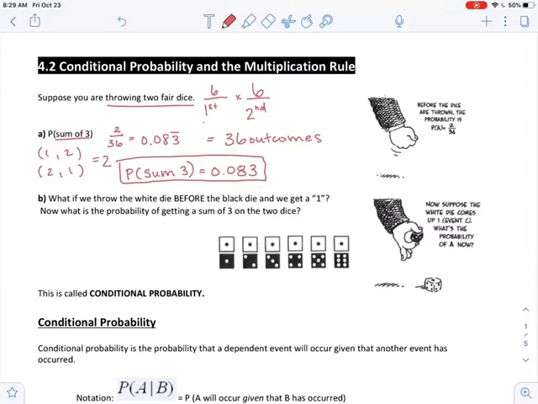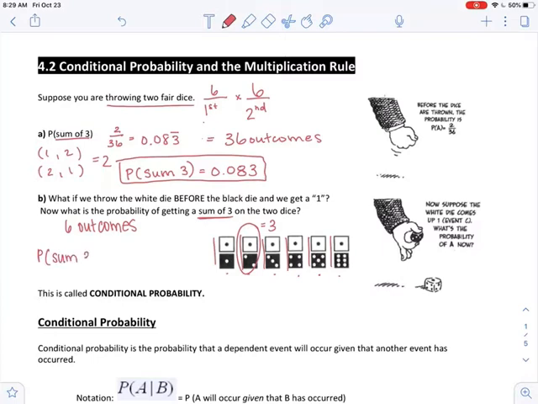What if we throw the white die before the black die and we get a 1? Now what is the probability of getting a sum of 3 on the 2 dice? Well, we have 6 possible options considering we're going to throw the white die first, or 6 outcomes. And so we want to look through these 6 outcomes and see which one is going to give us a sum of 3. Remember, we have to throw the white die first. So the second one, rolling a 1 and then a 2, is the only one that is going to give us a sum of 3.